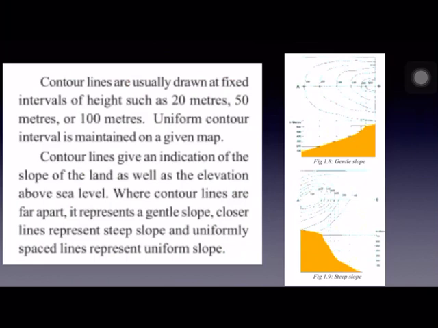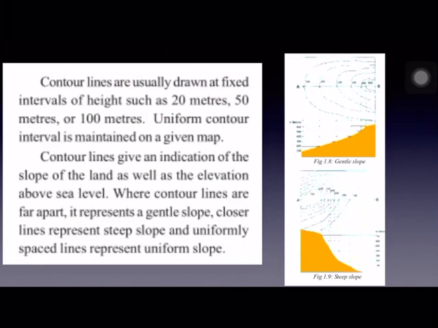Now, these contour lines are usually drawn at fixed intervals of height such as 20 meters, 50 meters or 100 meters. Always these contour lines are drawn at fixed intervals, 20 meters, 50 meters or 100 meters. And uniform contour interval is maintained on a given map. Now see, contour lines, if they are far apart, like in the first figure, you can see in the picture, the contour lines are far apart from each other.